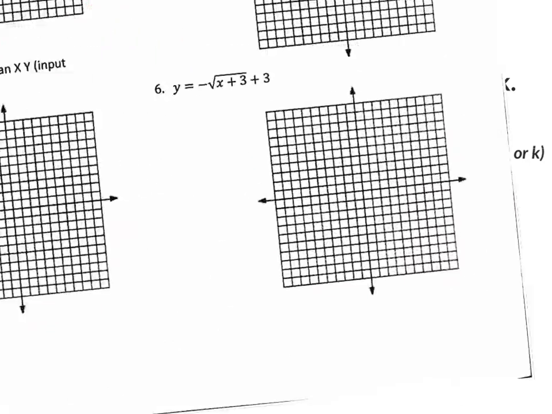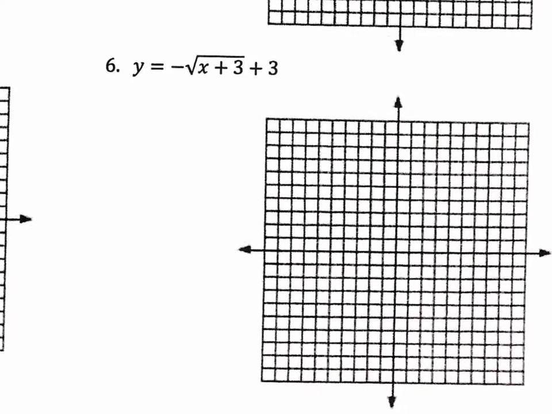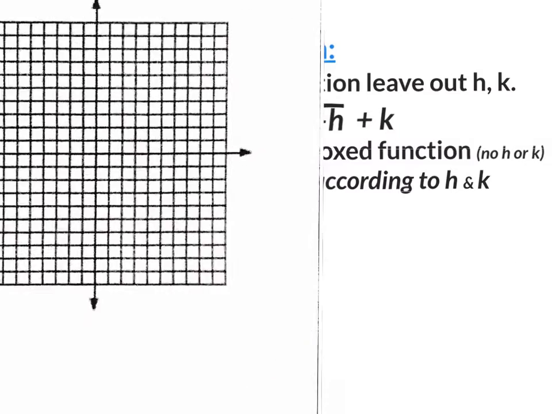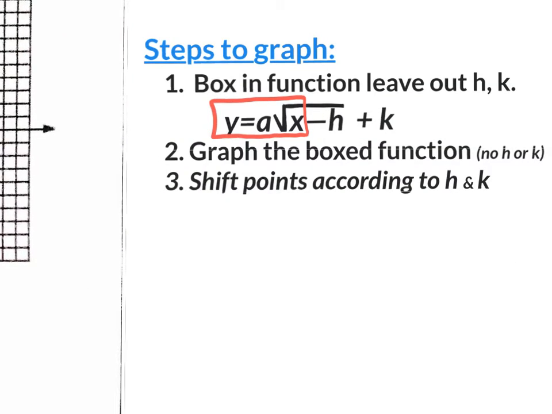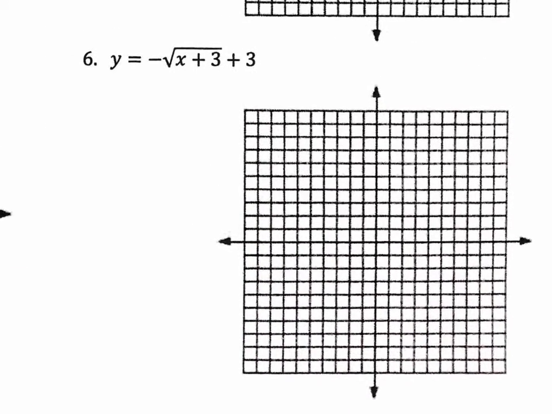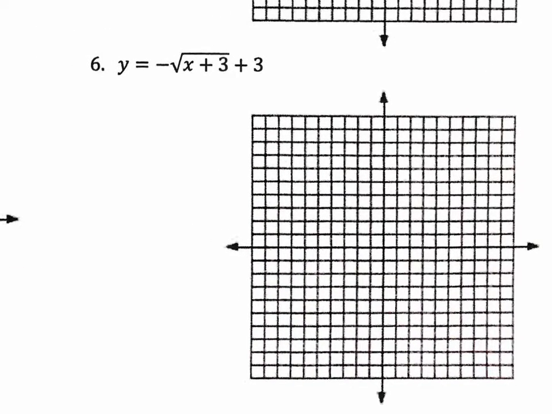6. Let's check out 6. What's step 1 right here? Box in the function. The y equals a square root of x. Leave out the h and the k. So let me do exactly that. I want to box in the function. Y equals negative 1 square root of x. And I'm leaving out the h and the k.